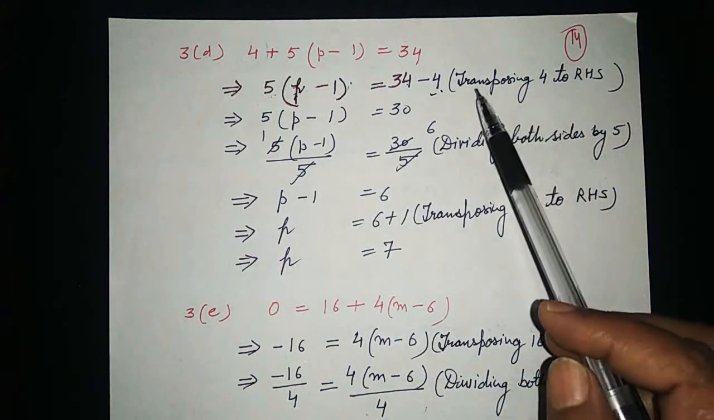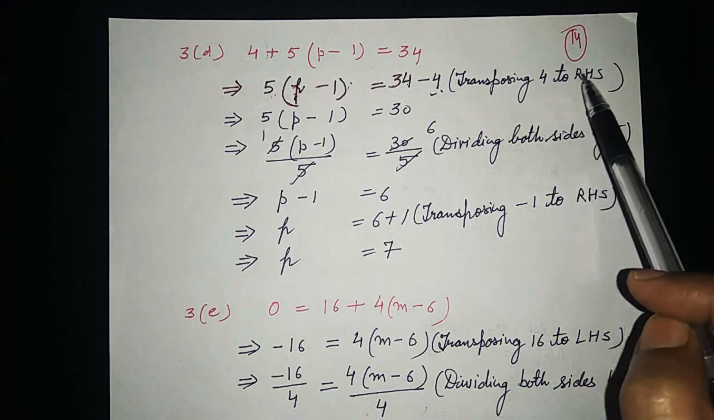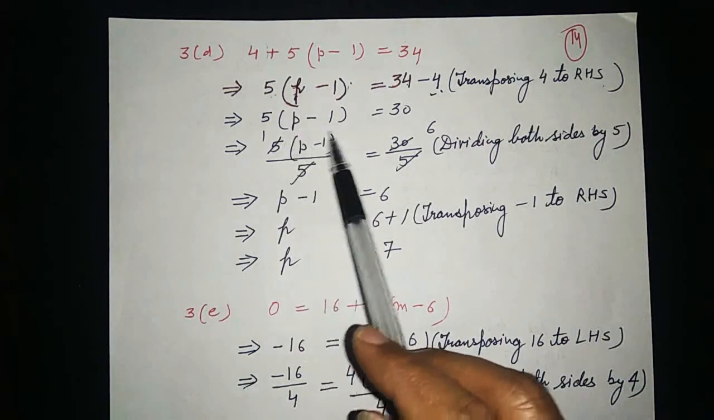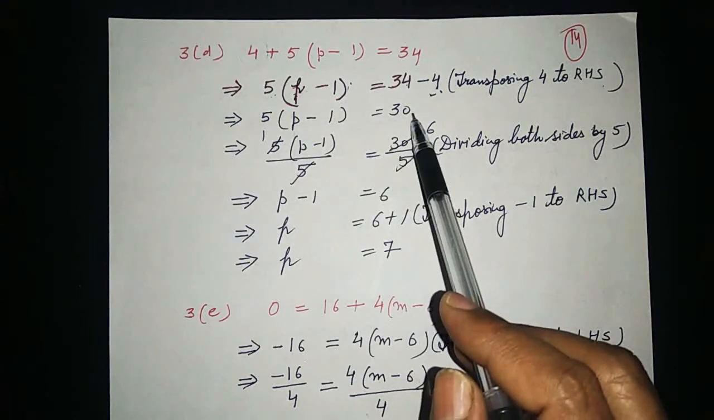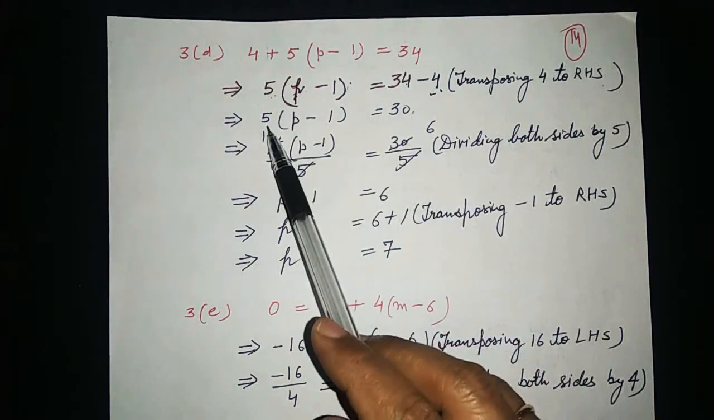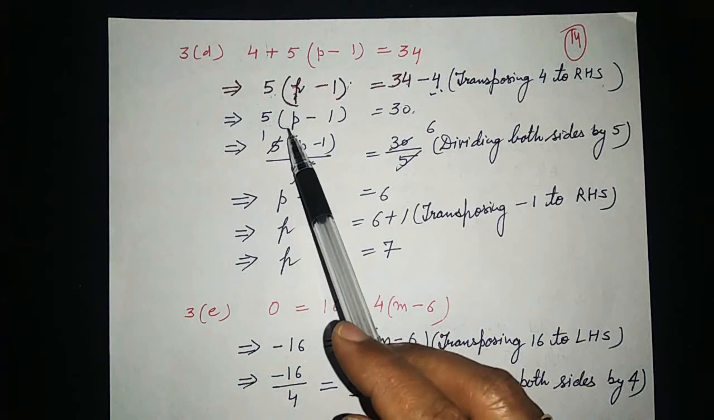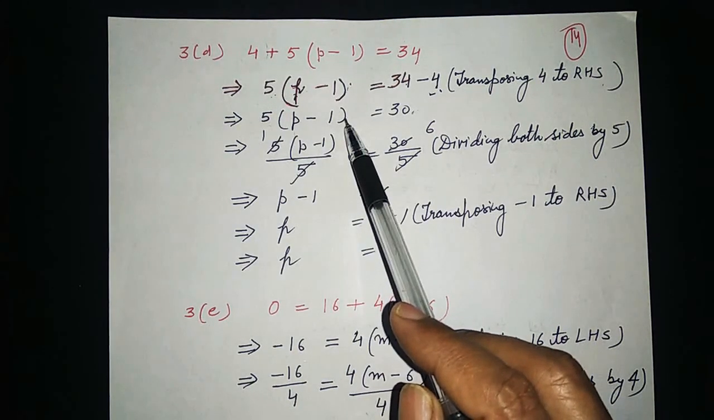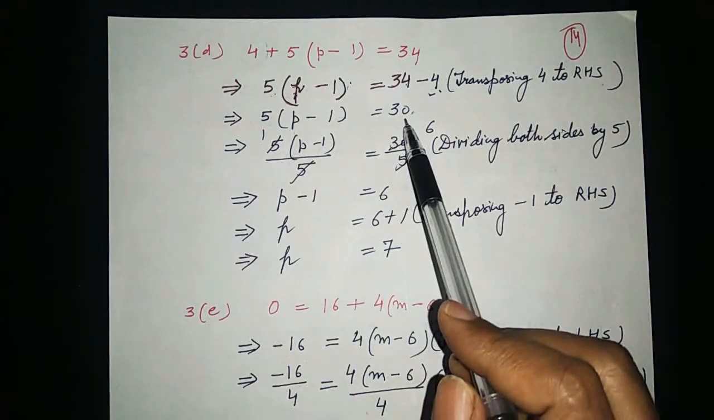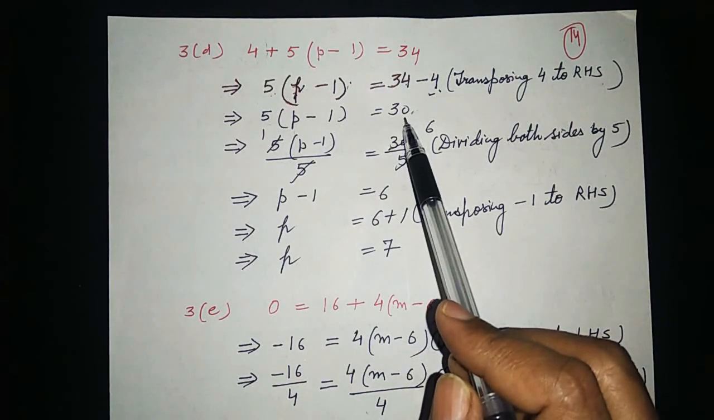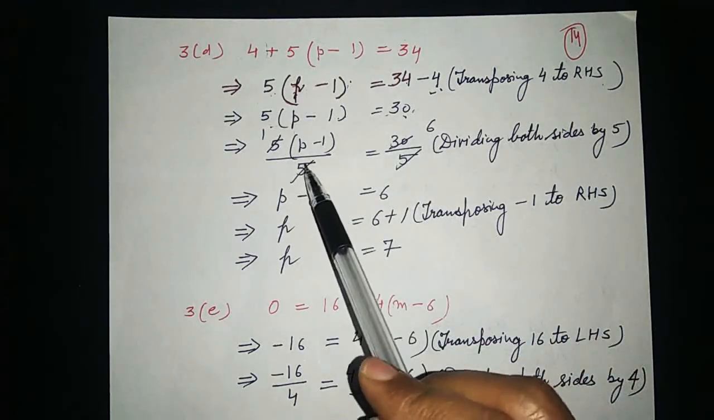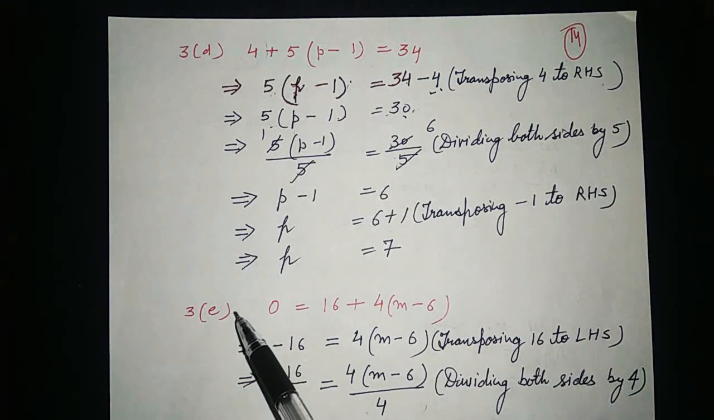And in the bracket you will write, transposing 4 to right hand side. Now for the next step, what do we have to do? Here we can see 5 is in multiplication with p minus 1. So in such a situation, you know what you have to do: both the sides of the equation you will divide by 5.